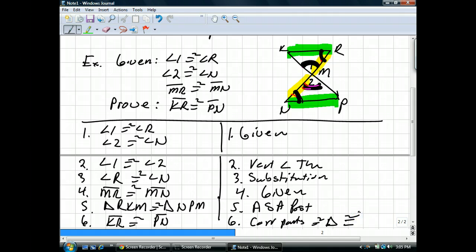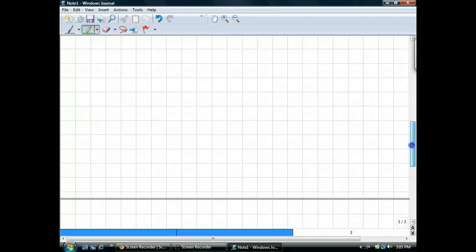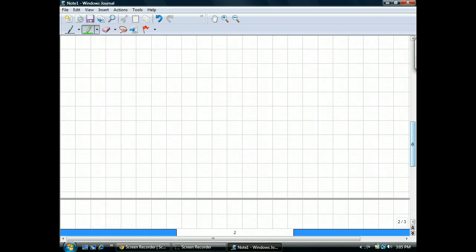Okay? So notice that what we did is we reasoned logically until we got two triangles congruent to each other. And then once we had those triangles congruent, then we could say corresponding parts were congruent. So that's basically the idea here. So first we want to show the triangles congruent, then we want to say that hence their corresponding parts are congruent. So let's try another one.